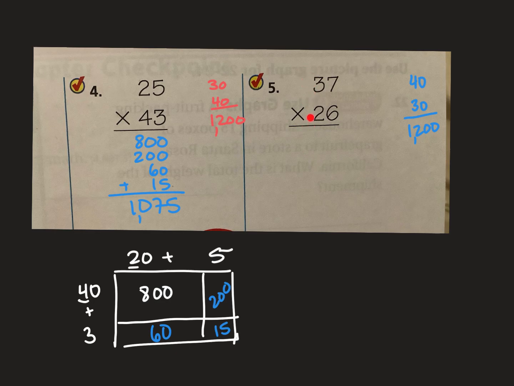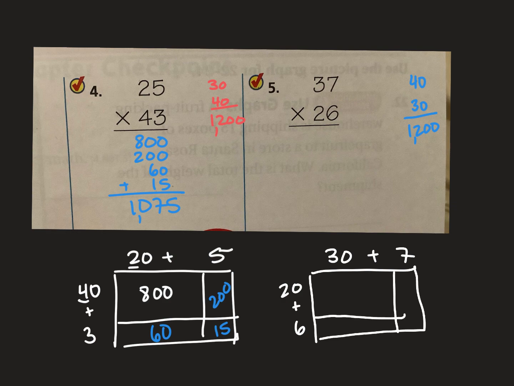We're going to be multiplying the 30 times 20 first and get that partial product. Then we will do the 20 times 7 and get that partial product. And then the 30 times 6 for that partial product. And finally, the 7 times 6. Let's look at it visually. And again, if you need to write that out visually every time, go ahead. We have 37, which is the same as 30 plus 7. And we have 26, which is the same as 20 plus 6. There we go.